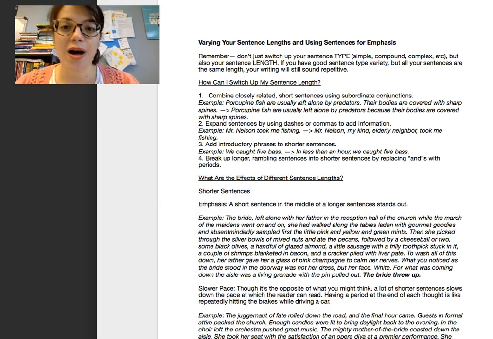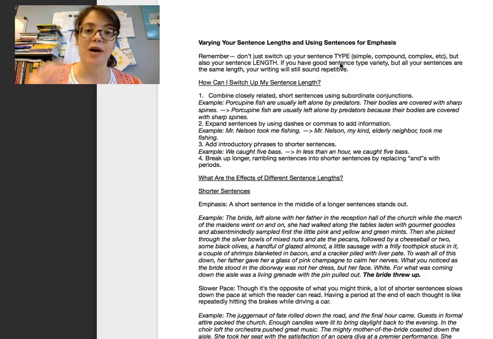Hey guys, let's talk about our sentence length. So remember, you don't want to just switch up your sentence type, which is like simple, compound, complex, but also the length of your sentences. If you have a good sentence type variety, so you have lots of different simple, compound, and complex sentences, but all your sentences are the same length, your writing will probably still sound repetitive, even though you have some good variety with your actual sentence type.